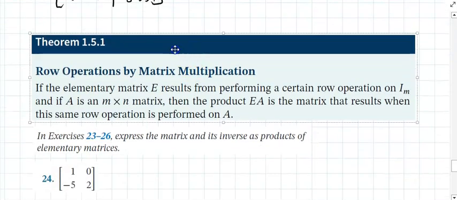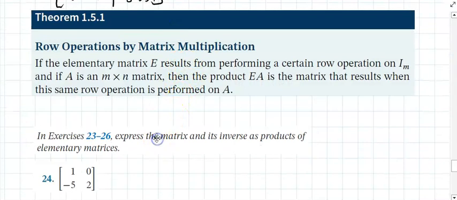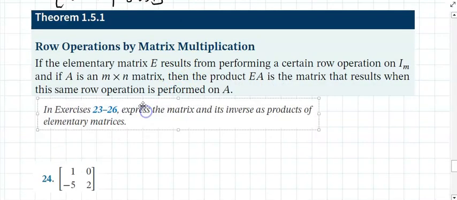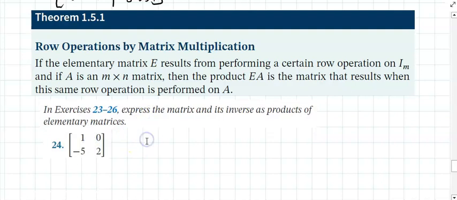Now, summing everything up, the last aspect we have to do. If the elementary matrix E results from performing a certain row operation, kind of like what we did, one operation on each, and if A is an n by n matrix, then the product EA, like we did, is the matrix that results when this same row operation is performed on A. I already mentioned that and showed that. Instead of multiplying, you could just do the operation, and there it is.